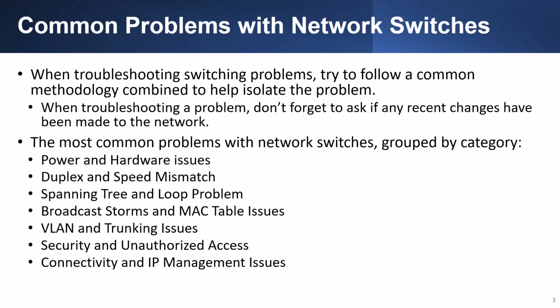When troubleshooting switching problems, try to follow a common methodology to help isolate the problem. When troubleshooting a problem, don't forget to ask if any recent changes have been made to the network. The most common problems with network switches, grouped by category, include power and hardware issues, duplex and speed mismatch, spanning tree and loop problems, broadcast storm and MAC table issues, VLAN and trunking issues, security and unauthorized access, and connectivity and IP management issues.